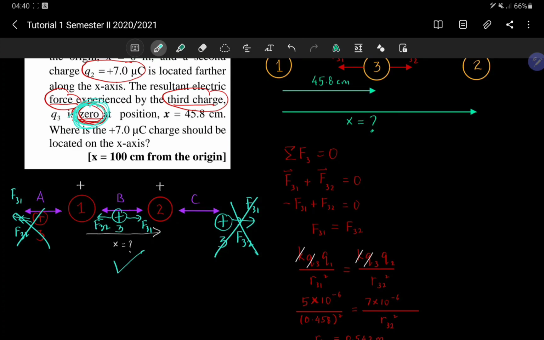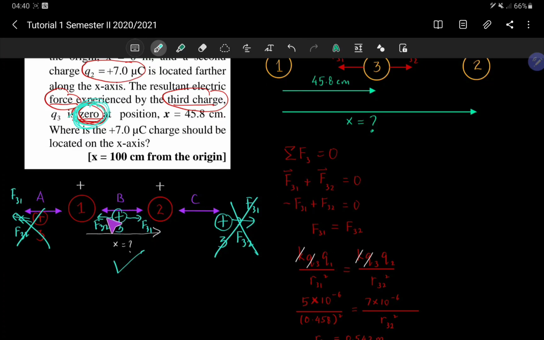force exerted on it equals 0. Okay, so remember, we need to understand this principle, because in the exam they normally ask you to find the separation or distance, but we need to know which position is the best for the particle to obey the given condition. So in this case, the resultant force exerted on 3 equals 0, where the forces exerted on 3 are F31 and F32. So F31 plus F32 equals 0. So the vector of F31 and the vector of F32.